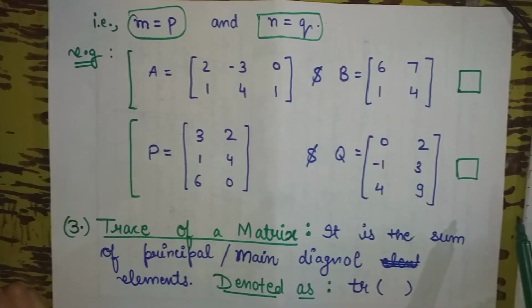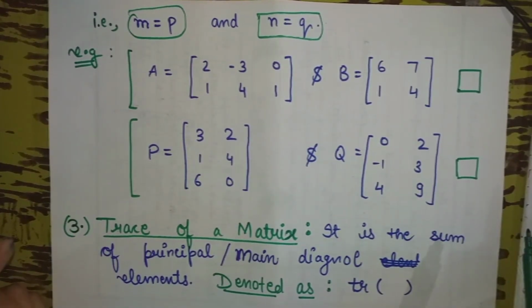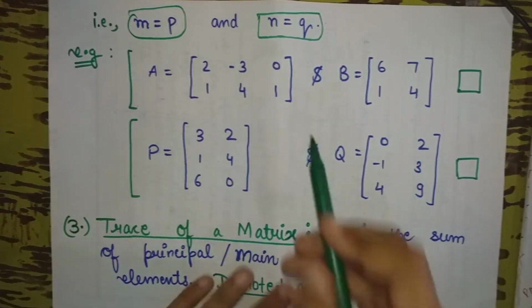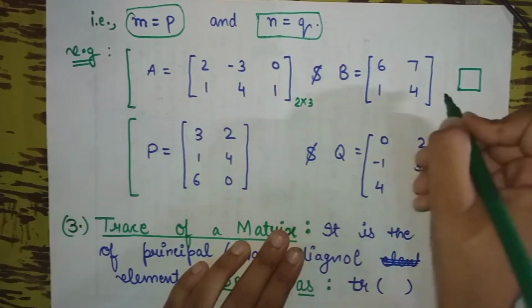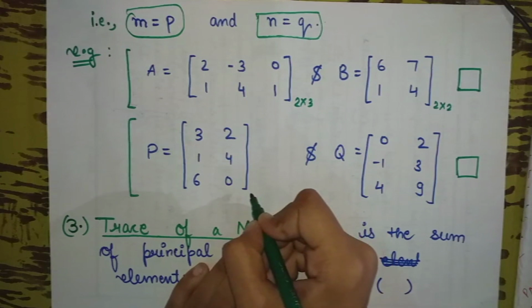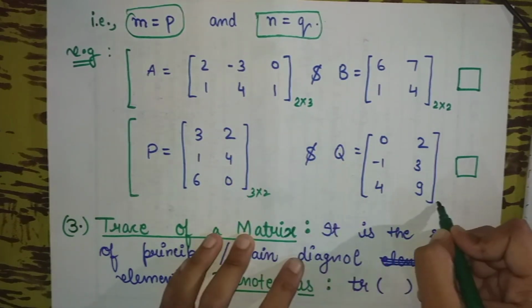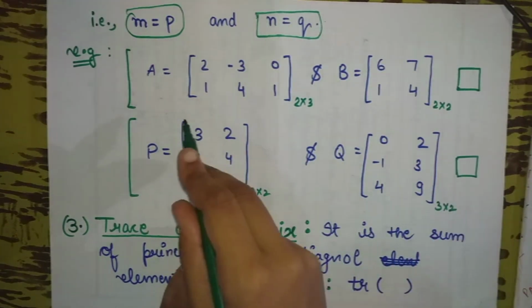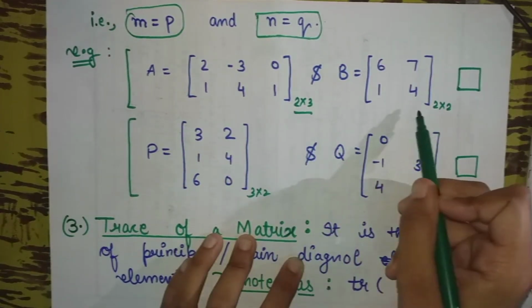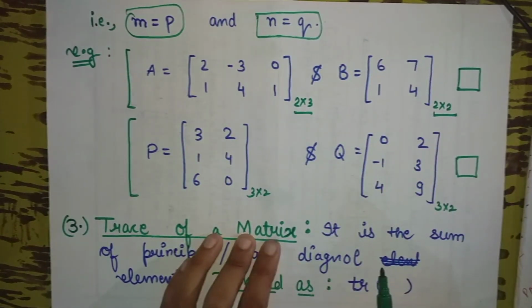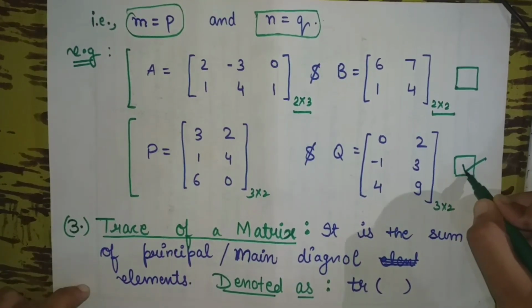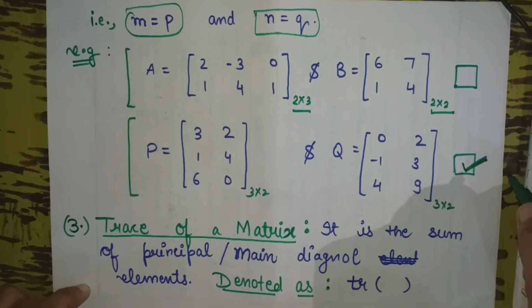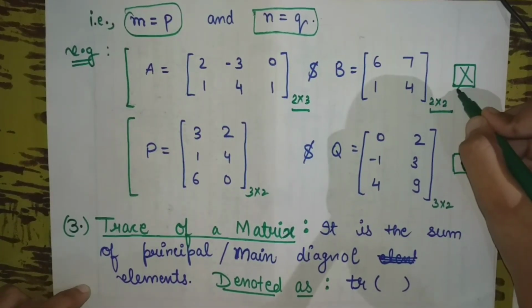Now take two pairs of matrices, A, B and P, Q, and tell which of them is comparable by seeing the order of these matrices. The orders are 2 by 3, 2 by 2, and 3 by 2, and 3 by 2. Yes. Thus we see that the order of A and B is not equal, whereas the order of P and Q is equal. Thus P and Q are comparable matrices, whereas A and B are not comparable.